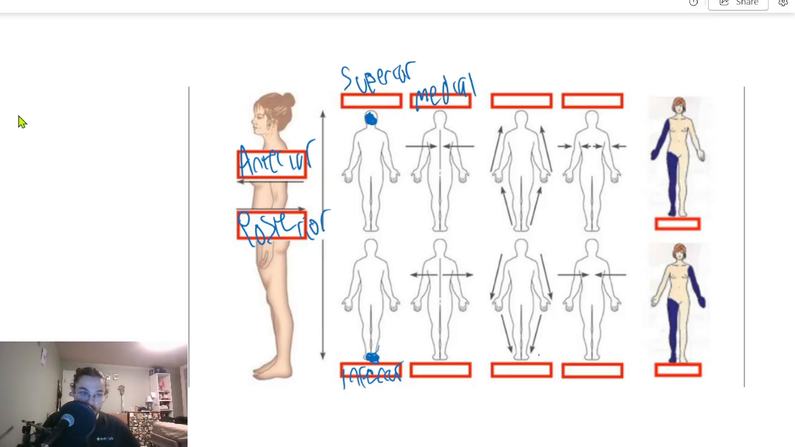Okay. How about the other way? Let's abduct, abduction. Let's get away from the midline. That's going to be lateral. Okay. Now, how about when you're talking about your limbs and you're getting closer to your body, right? You're closer to a more stable structure. That's going to be proximal. So your proximal radioulnar joint is proximal to your distal radioulnar joint, which is distal, closer to your hand.